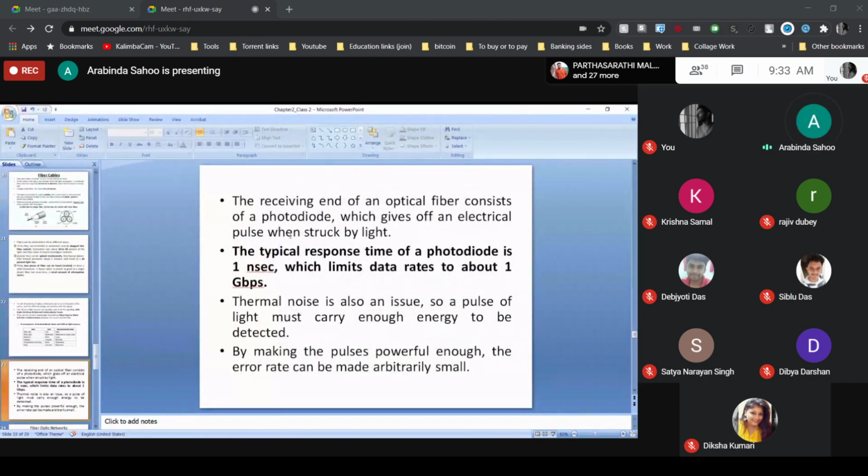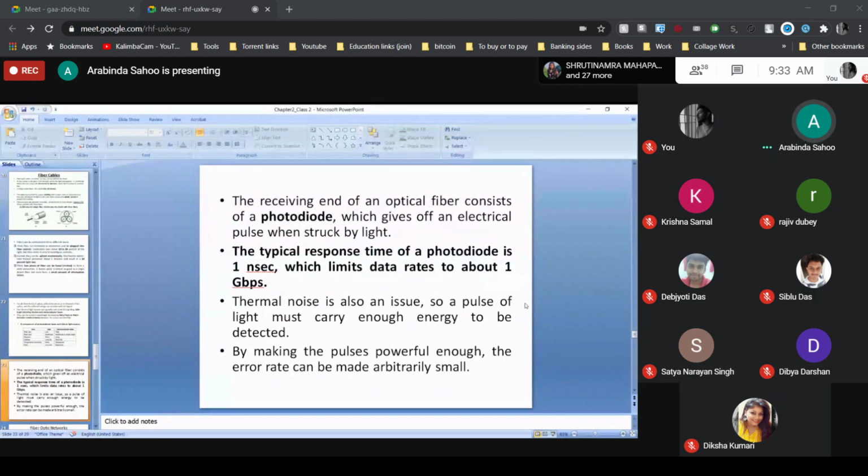Next, the receiving end of an optical fiber consists of a photodiode. This is another basic component associated with fiber optic communication. The receiving end of an optical fiber consists of a photodiode, which gives out an electrical pulse when struck by light.